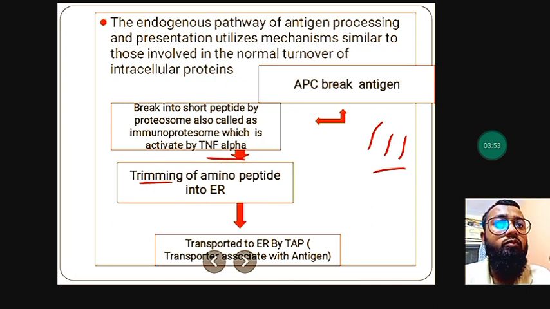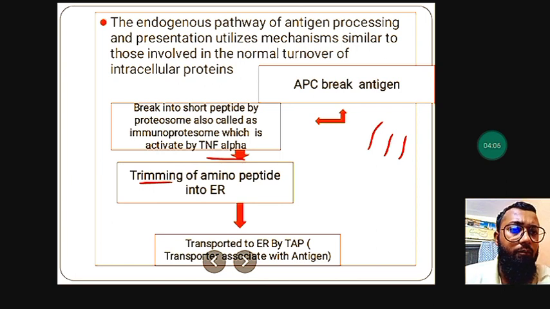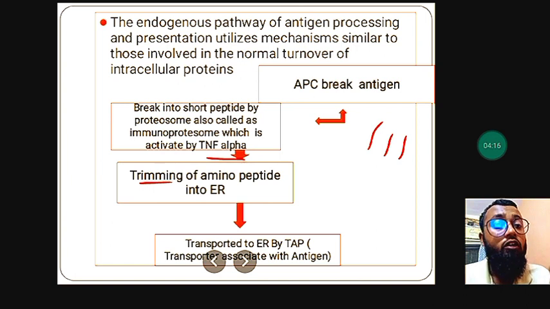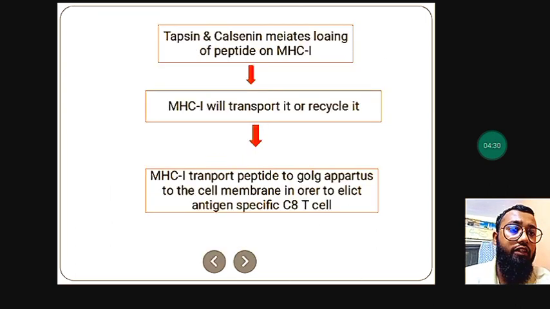In addition to that, there is the TAP, which is also called the transporter associated with antigen processing. These fragments are transported to the ER by TAP, and this molecule helps in the transportation of the peptides. Then this TAP and tapsin system mediates the trimming and loading of the peptide on the MHC class 1 molecule. Tapsin and calnexin mediate the loading of the peptide on the MHC class 1 molecule, and this MHC class 1 molecule will then transport it or recycle it.